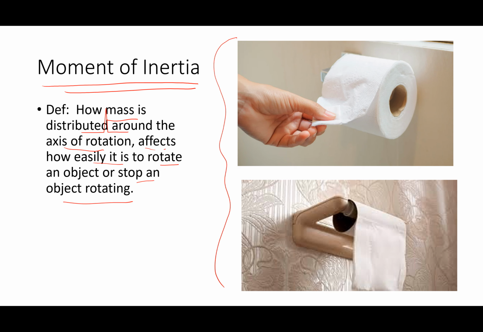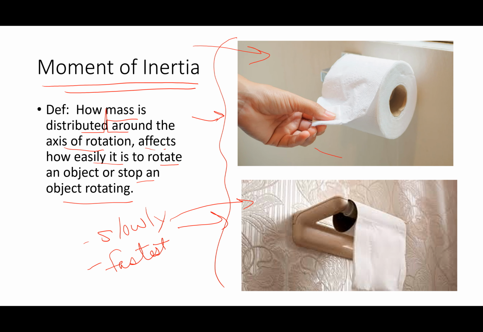One of the most common examples is unrolling TP or paper towels. I'm assuming most of you have seen this somewhere in your life. If you think back to occasions where you have encountered a full roll of TP and an almost empty roll of TP, think about when is it easier to unroll it? When does it unroll slowly? And when do you pull on it and it unrolls very, very quickly? Well, that's the difference between a high moment of inertia and a low moment of inertia.